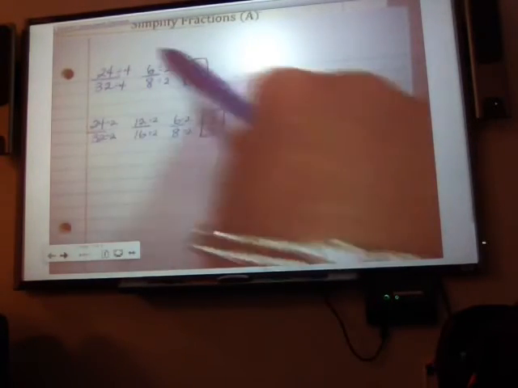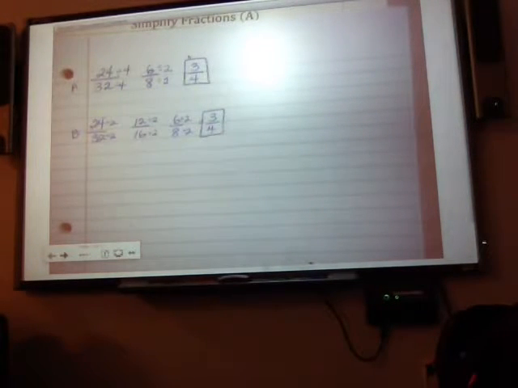Was A or B more appropriate? A. Really? B. Both. Why both? Why do you think, Kaden? Because they both equal the same. You're right. They both got me to the same answer.